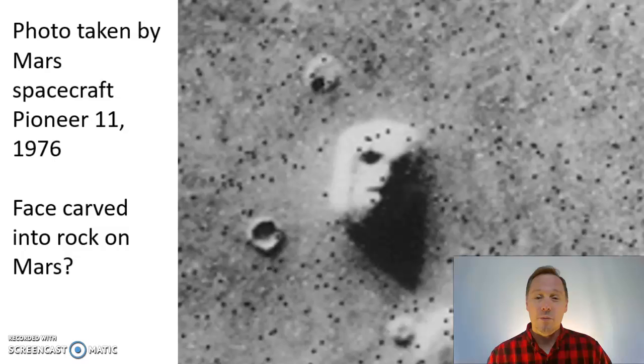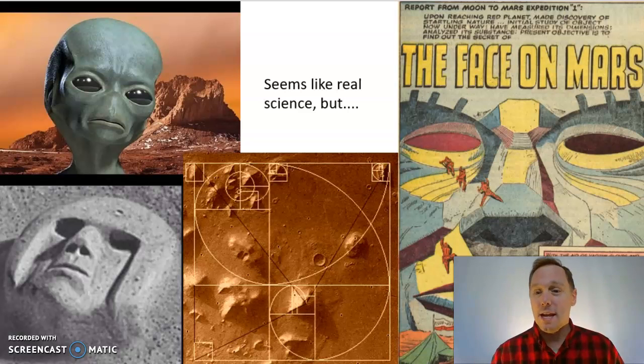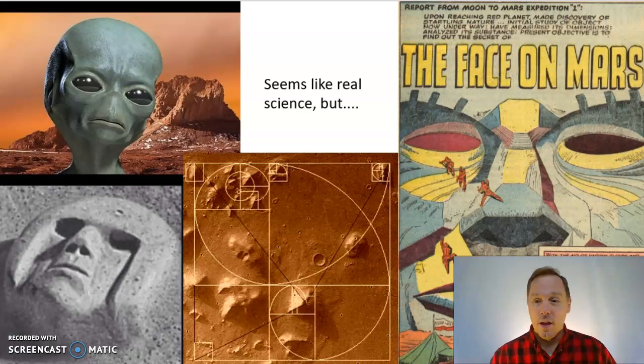All right, today we start back in 1976. The Mars spacecraft, Pioneer 11, sends back this photo from Mars. And look at that. It's a carving of a face on Mars. Immediately, everyone starts saying there must be intelligent alien life on Mars that have carved this face. There is no other possible explanation.